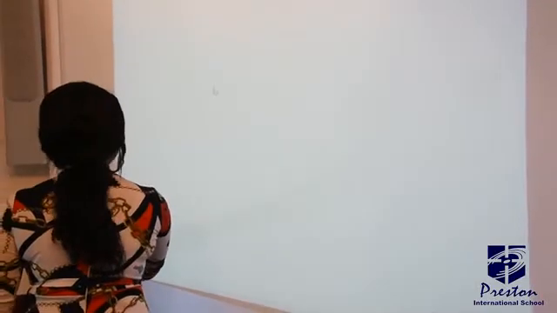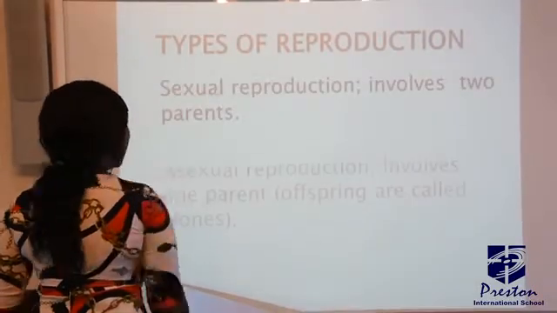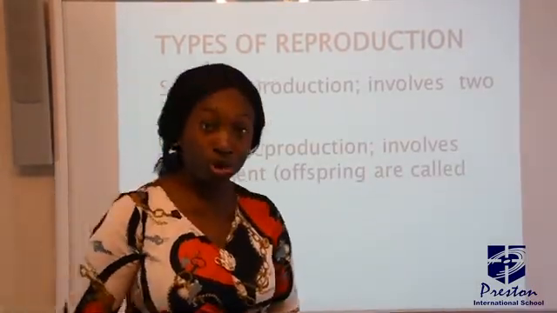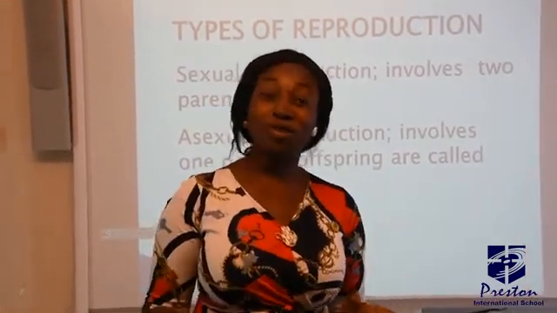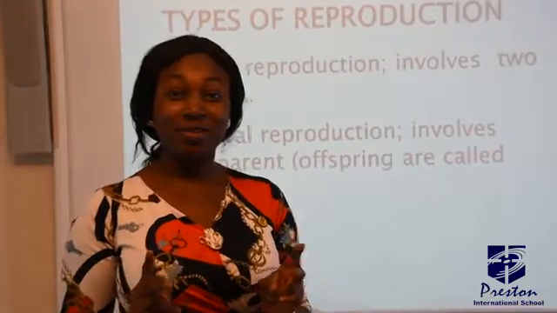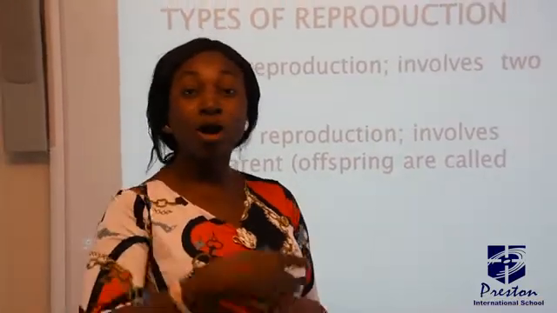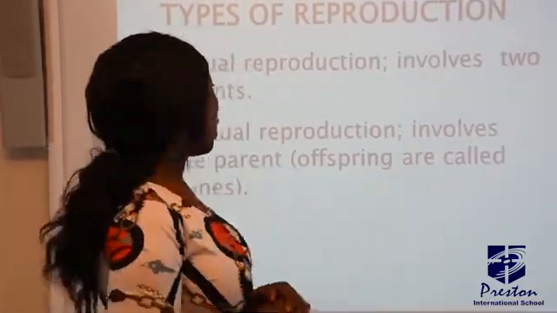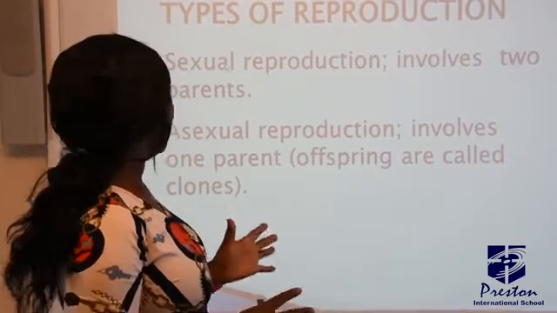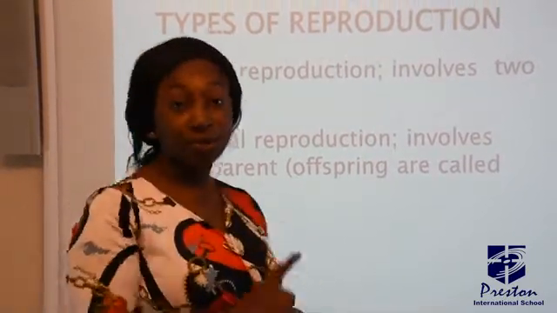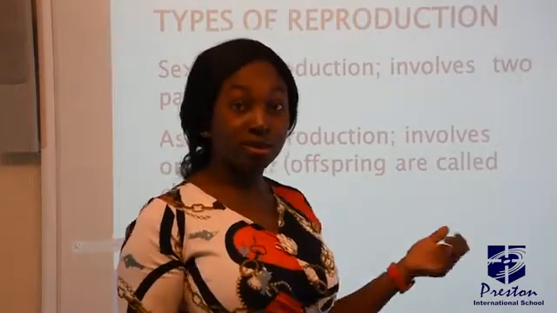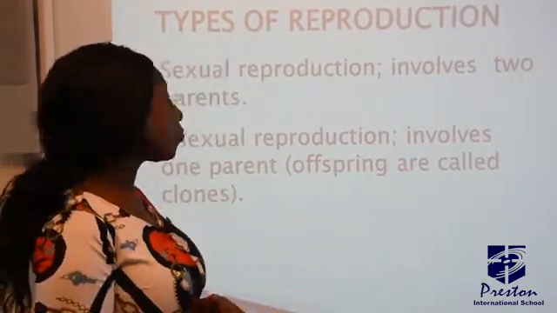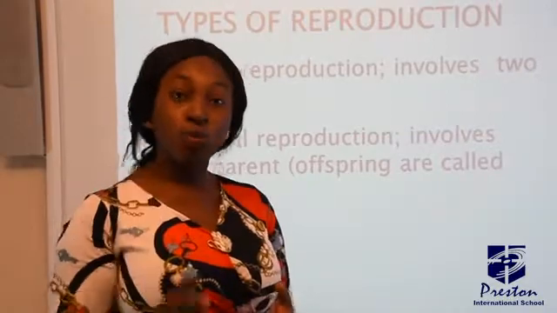Now let's look at the types of reproduction. Now we have the sexual reproduction and we have the asexual reproduction. Now the sexual reproduction has to do with two parents coming together to give birth to offspring. Okay? Now, asexual reproduction has to do with just a parent giving birth to offspring, identical most times in the asexual, and their offspring are called clones.